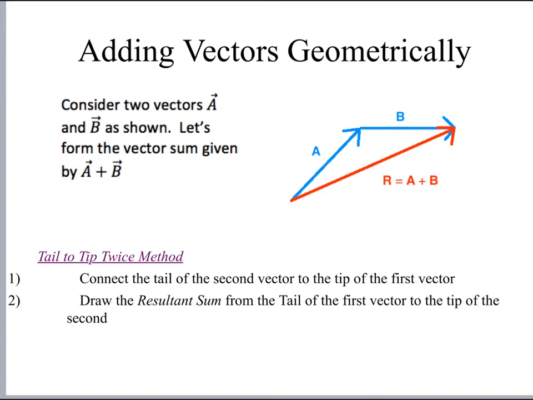Once you do that, you draw the straight line from the tail of the first to the tip of the second. That's why it's tail to tip twice. So the first tail to tip is the connection, the tail of B connected to the tip of A, and then the second tail to tip is the drawing. You draw from the tail of A to the tip of B. Tail to tip twice.